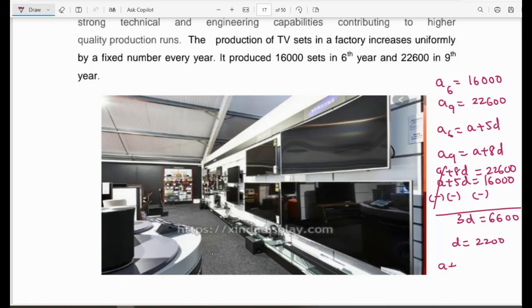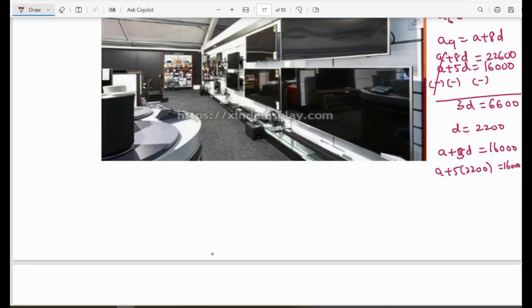Then what will be A? A plus 5D equals 16,000. So A plus 5 into D, which is 5 into 2,200, is 11,000, equals 16,000. So A will be 16,000 minus 11,000, which is 5,000. So A will be 5,000.